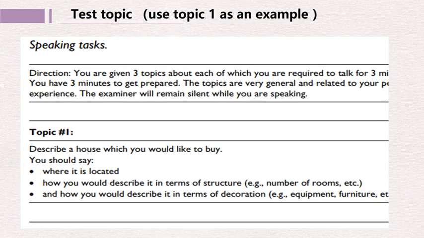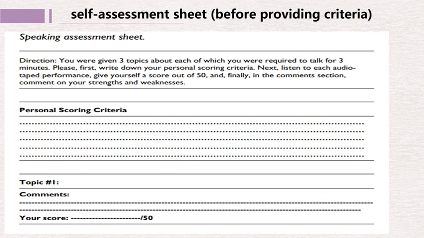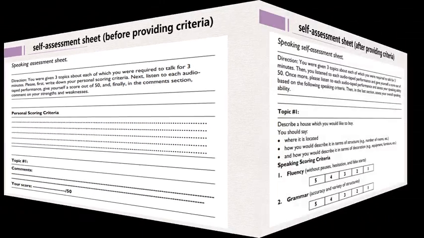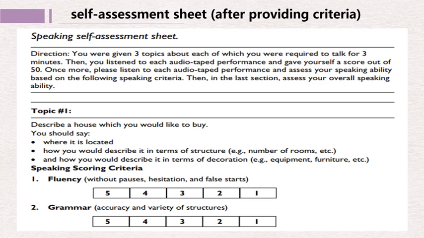This is the test topic. I only provide topic 1 as an example. This is the self-assessment sheet before the students are provided criteria. This is the sheet for after.